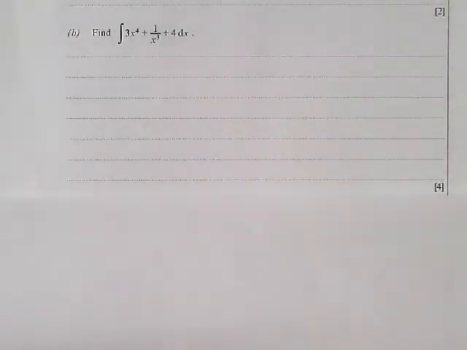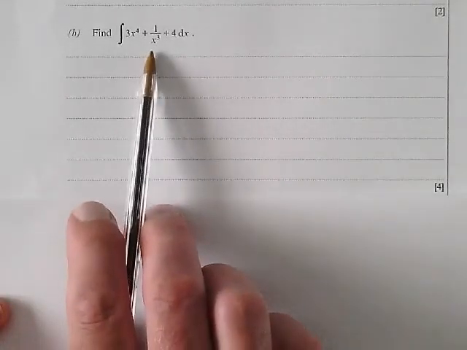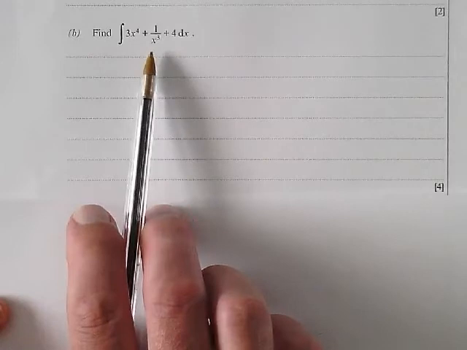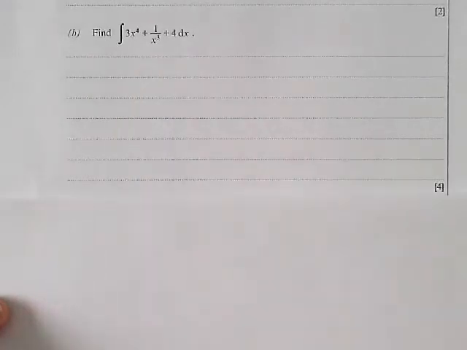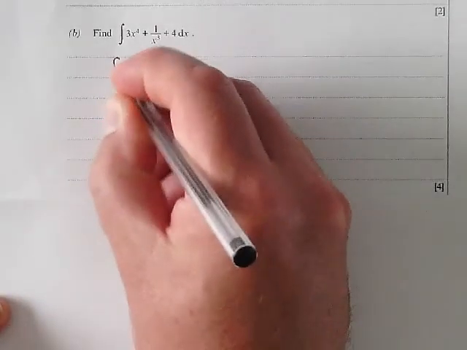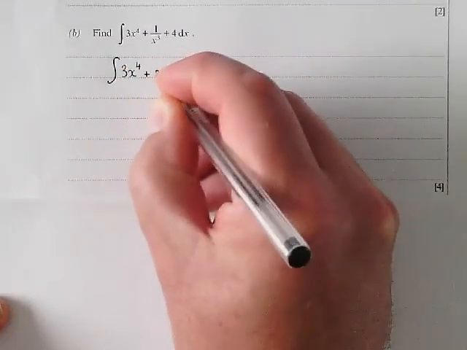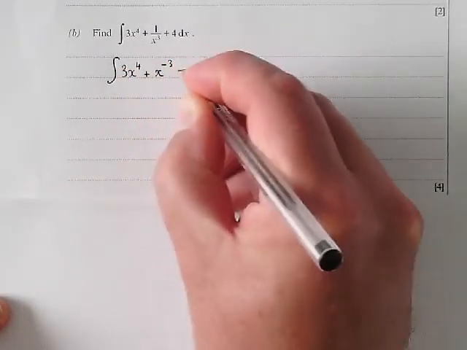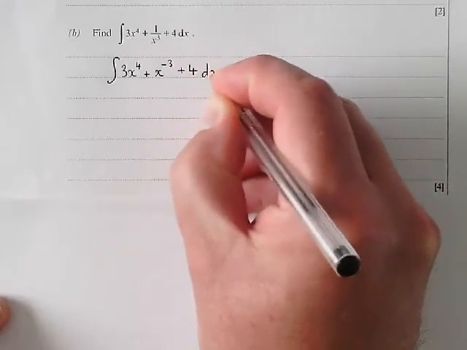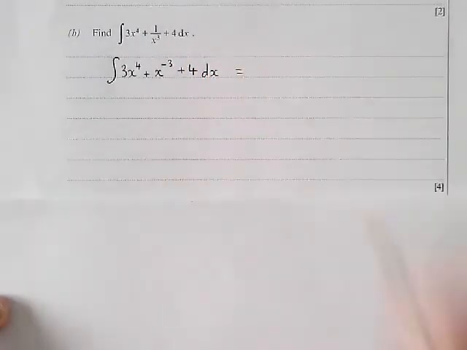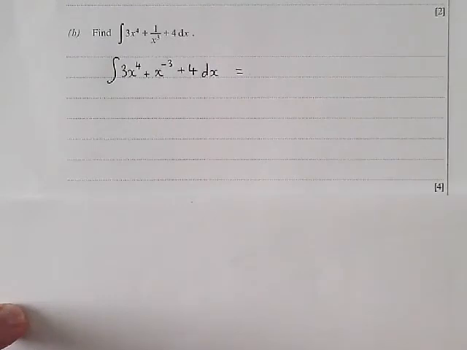In this question we've been asked to integrate with respect to x. Now the first thing I dislike about this question is this second term here. I don't like fractional terms, so I'm going to rewrite this question. So we're going to integrate 3x to the power 4 plus x to the power minus 3 plus 4 with respect to x. So when we integrate, we add 1 to the power and then divide by that new power.